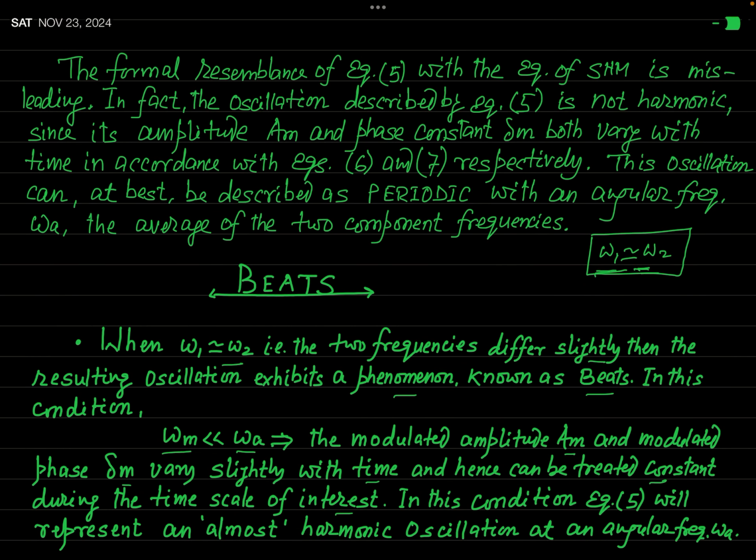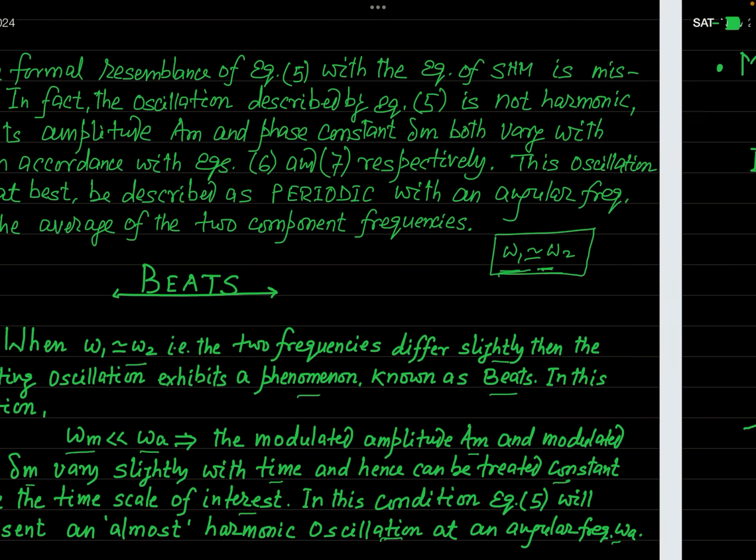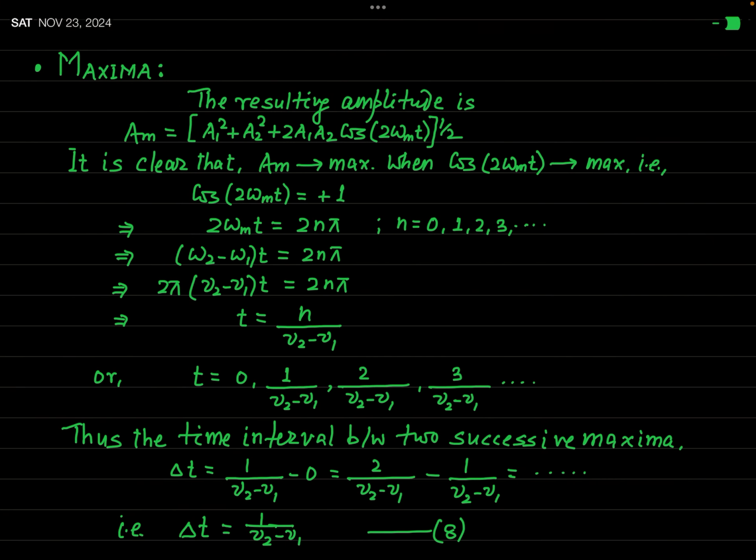So I have mentioned that in this condition equation 5 will represent an almost harmonic oscillation at the angular frequency omega. So now you can say that after the superposition of two simple harmonic oscillations which differ slightly in frequency, we get a resulting simple harmonic oscillation whose frequency is equal to the average value of the individual frequencies.